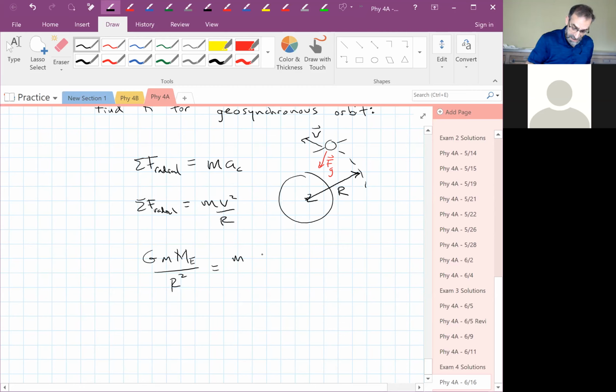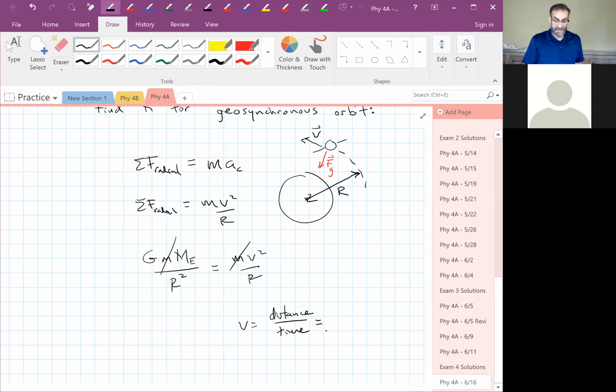And this is the mass of the satellite, v squared over r. Turns out the mass of the satellite does not matter. Now we have to figure out what our velocity is. Well, what is velocity? Velocity is distance over time, right? What's the distance and the time? We know something about this satellite, right? What do we know about it?